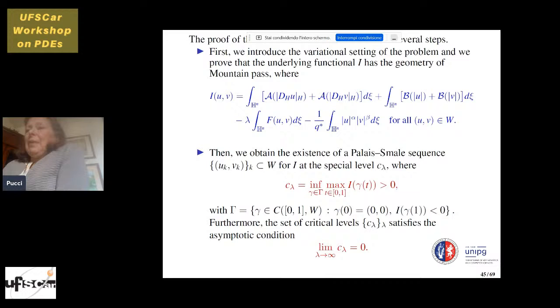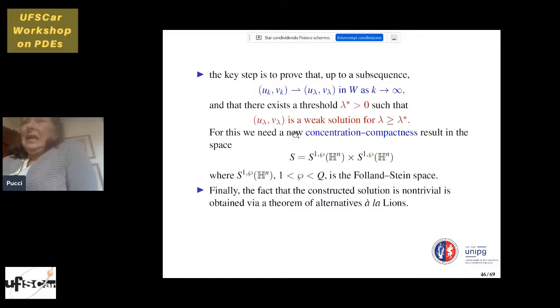is sufficiently large. As I said, the problem is variational. We prove the existence via a mountain pass theorem, so the levels are constructed thanks to the geometry of the problem, which is fairly standard in this situation. When the parameter approaches infinity, these mountain pass levels in lambda approach zero. These allow us to prove that the Palais-Smale sequence you find approaches a weak limit, and the weak limit, this is the key part, is a weak solution provided lambda is greater than or equal to lambda star.